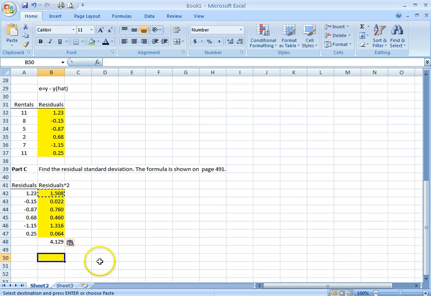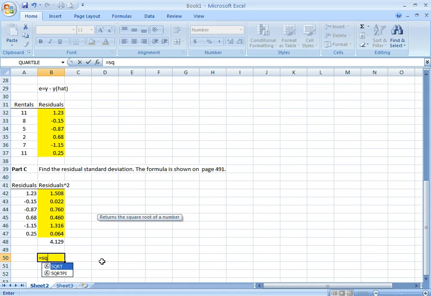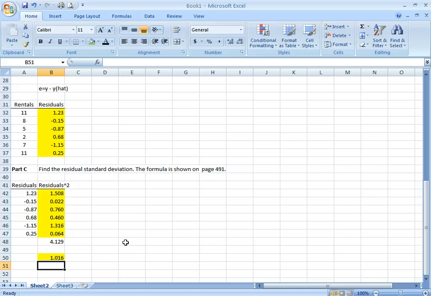And now all we need to do is find the square root, so equals SQRT. I should pull up our square root formula, and we'll take our summation number divided by 4, which is our n minus 2, close our parentheses, and there we have it. So the standard deviation of the residuals is 1.016. And that's it. That's problem 2 from this week's MyStatsLab homework.